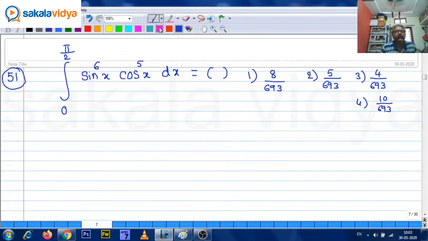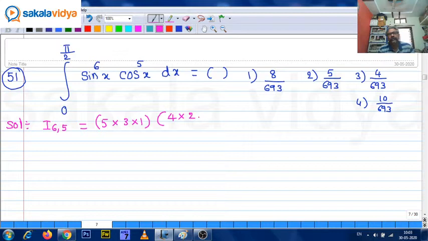Okay. Now the solution. This is I 6 comma 5 you need to find out. First 6 minus 1. Directly we can write. So 6 minus 1 is 5 into 5 minus 2 is 3, 3 minus 2 is 1. Stop. Next start with 5. 5 minus 1 is 4, 4 minus 2 is 2, 2 minus 2 is 0. You don't write it.